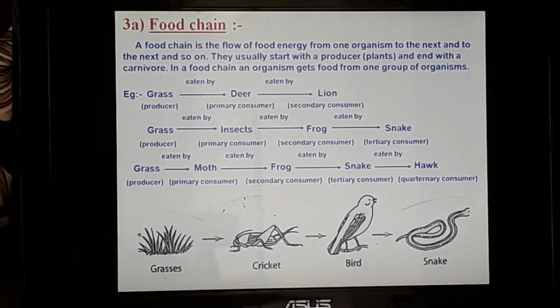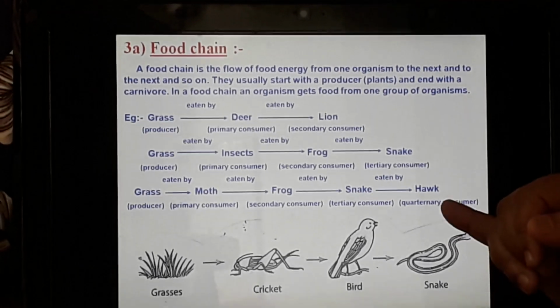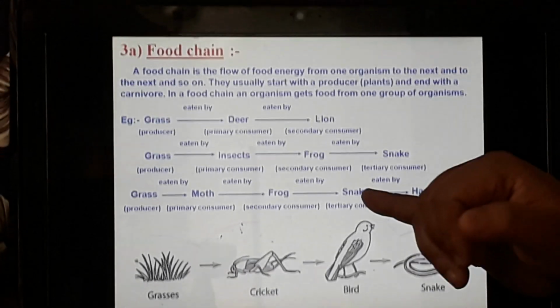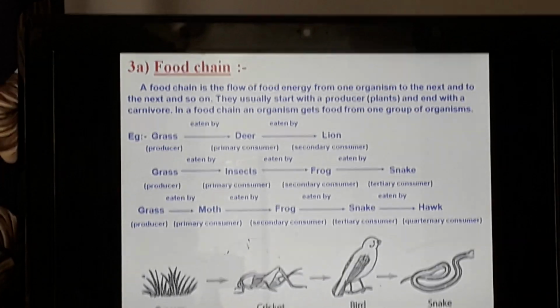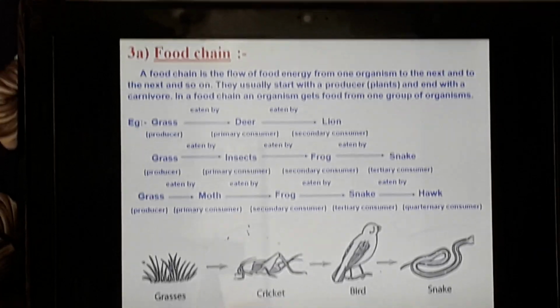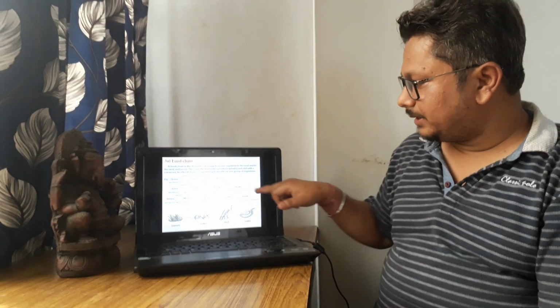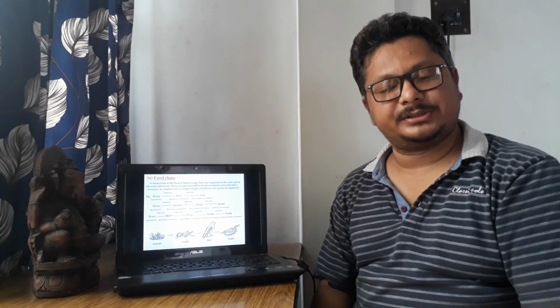and the snake is eaten or consumed by hawk. Hawk is a bird, just like an eagle. Hawk is a bird, hunting bird. So hawk has eaten or consumed the snake. So hawk is also a consumer, but it is the fourth type of consumer called the quaternary consumer, means chotha consumer. Quaternary means chotha, fourth. So you can see here that the food chain can be up to secondary consumer, it can be up to tertiary consumer, it can be up to quaternary consumer also.